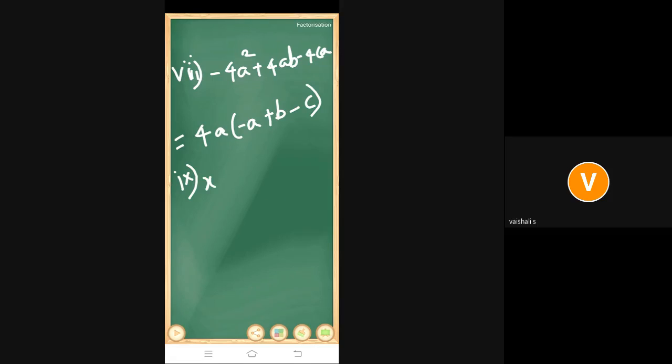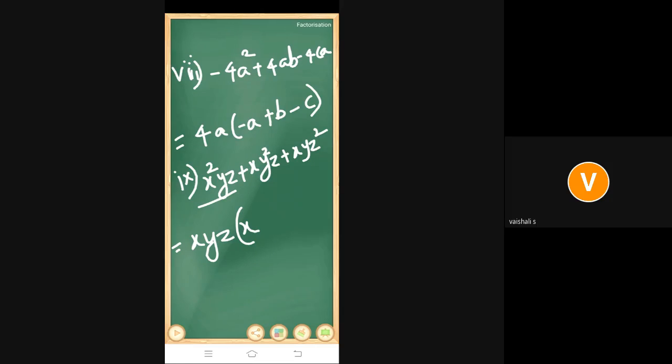Then question number 9. x square yz plus xy square z plus xyz square. x is common in all the three. Least power is x power 1. y is common in all the three. Least power is y power 1. z is common in all the three. Least power is z power 1. So here, out of x square, 1x went out. So 1x will be lying inside.